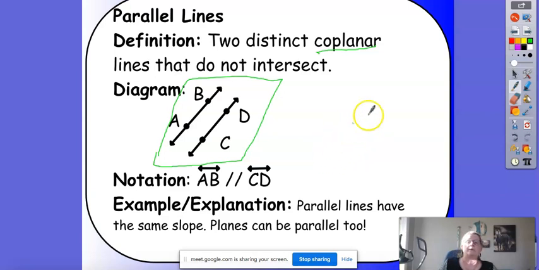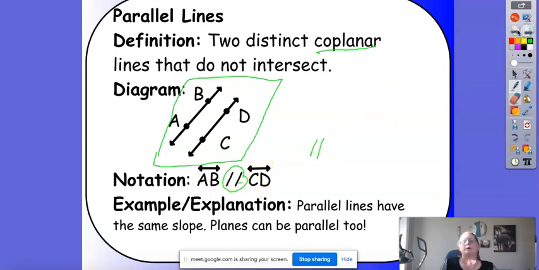Okay, I'm going to go on. And oh, this is the symbol for parallel. It has to be kind of two slanted lines there. Parallel. I can say line AB is parallel to line CD.